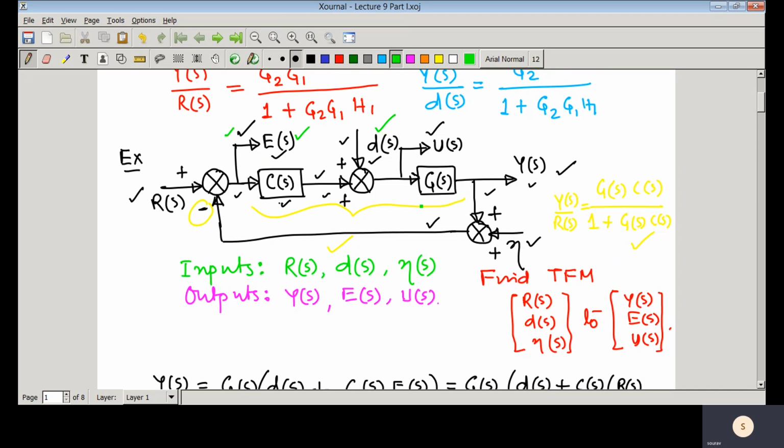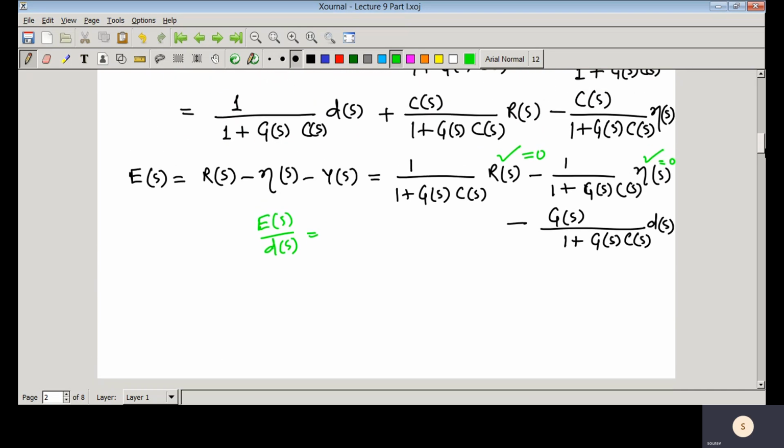So what is the forward path? The forward path would be from here to here. This is that forward path. You can see that the forward path transfer function is G(s), and as you have that negative sign here, that means it is minus G(s). So the forward path is minus G(s) here.